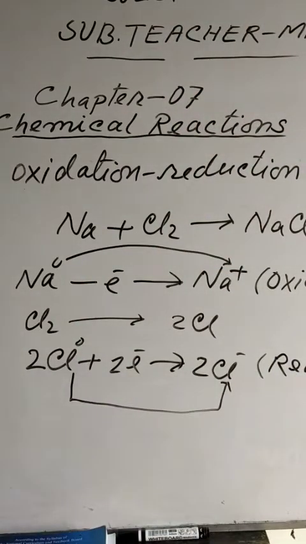So in the reaction between sodium and chlorine, sodium chloride is produced. In the same reaction, both oxidation and reduction happen, and this happens due to the change of oxidation number. In one case, the oxidation number increases. In another case, the oxidation number decreases. That means oxidation reduction happens on the basis of electron transfer, that is, oxidation number.